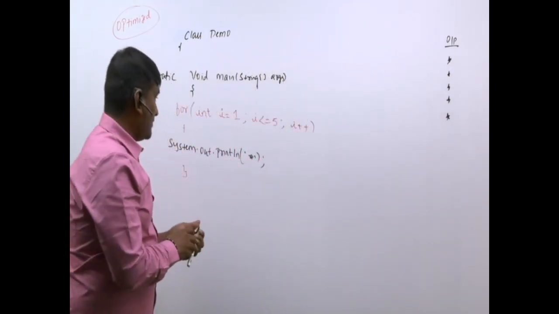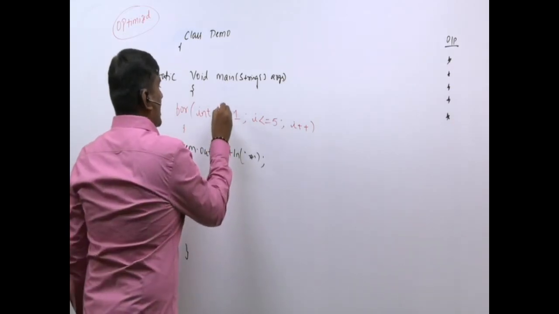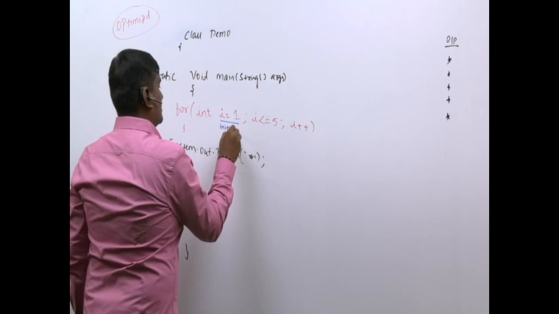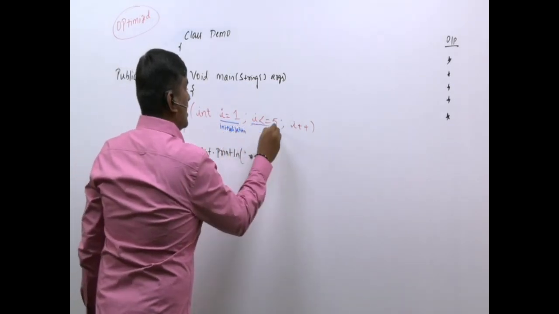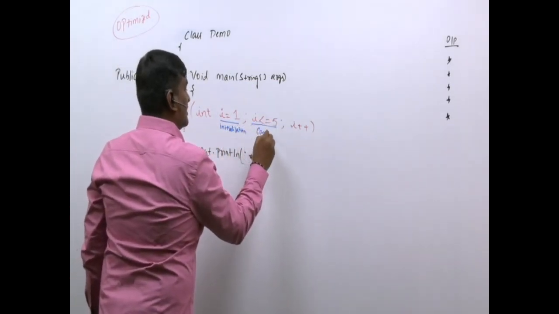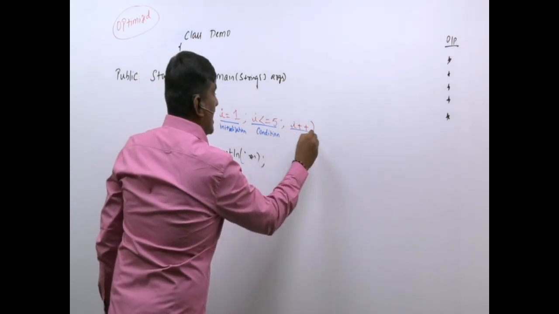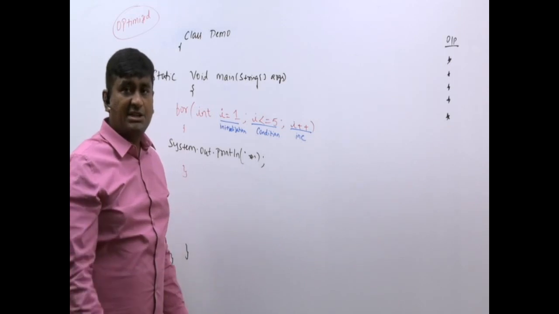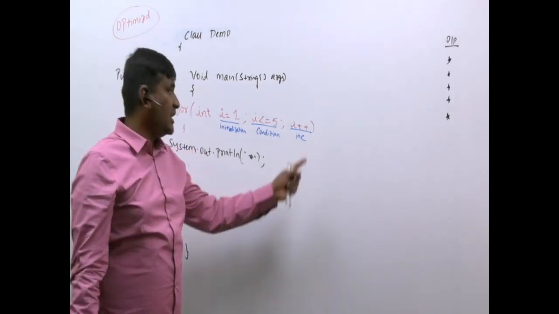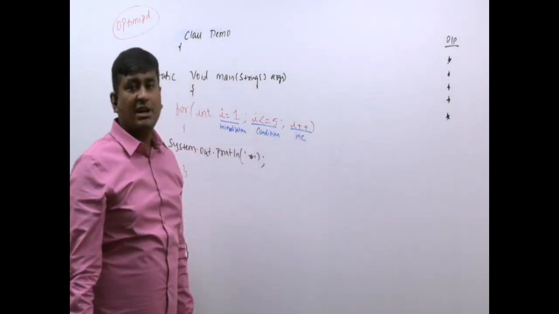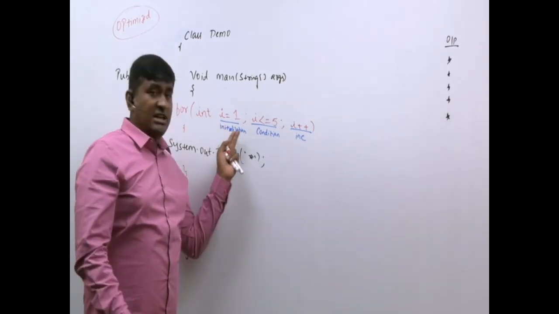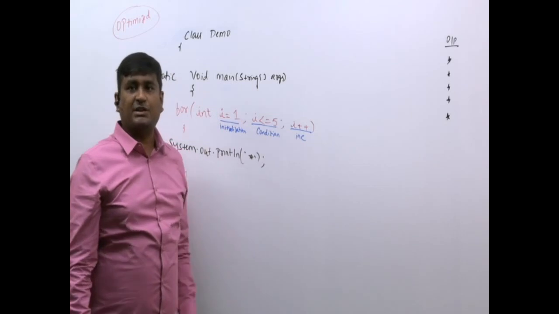Technically speaking, whatever you have written, this i equal to 1, we call it initialization. And i less than or equal to 5, whatever you have written in the middle, is called the condition. The last part will always be incrementation or decrementation. Plus plus means incrementation, minus minus means decrementation. So here I have told plus plus, hence it is incrementation. A for loop consists of 3 parts: initialization, condition, incrementation.